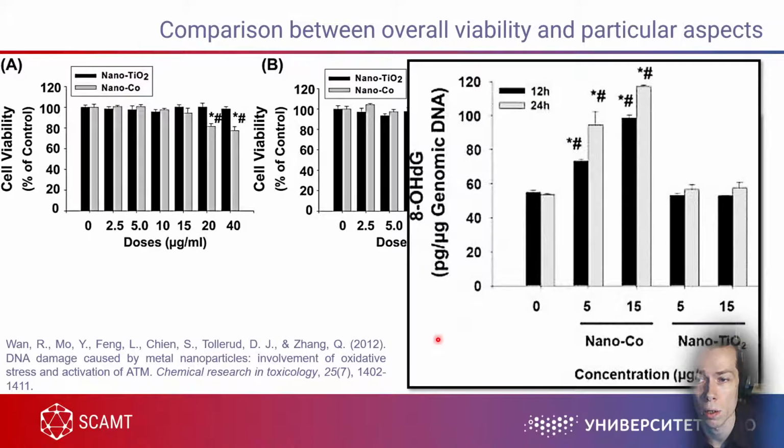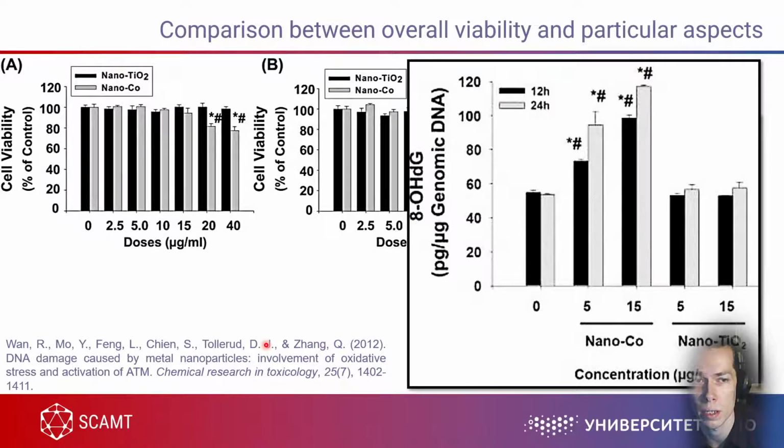And also, if we use some other types of staining, it's staining for damage done to DNA. So it's a marker of genotoxicity. As you can see, again, it's increased twice compared to control samples for 15 micrograms per milliliter for cobalt particles, and there's no twice decrease in viability. So DNA is very damaged, but there's no sign of decrease in viability. So it's a genotoxicity effect of these particles.